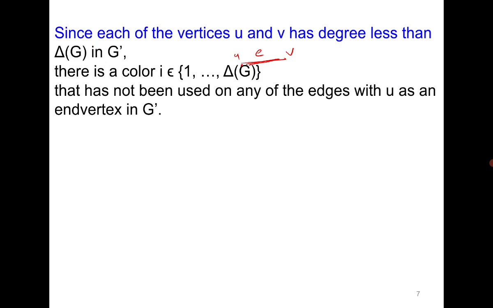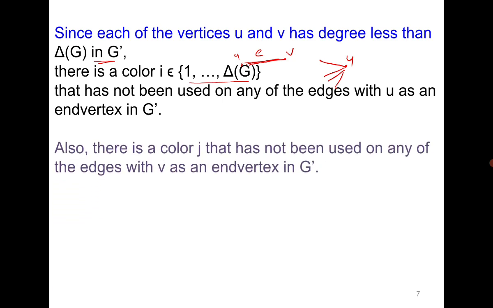So if there is a color that has not been used on any of the edges with U, it means that U's neighbors are less than delta, its maximum degree can be delta minus 1 in G dash, and we know that we have delta colors available. It means there is at least one color which is not used by the neighbors of U. Similarly, there is at least one color which is not used by the neighbors of V. We call them I and J.